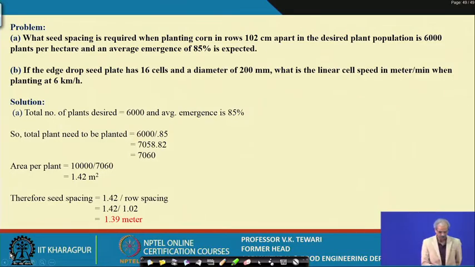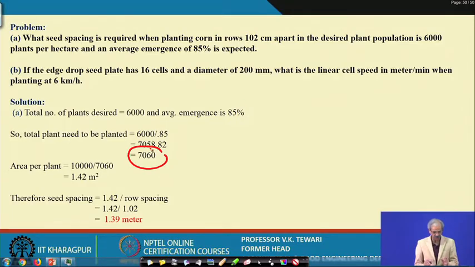So, you will know that you require about so much of the seeds. This is seeds, because the total number of plants need to be planted. In fact, the total number of seeds is what will be required here. Because we know that if we have 100 seeds, then only 85 will germinate. So, if 6,000 plants are needed, accordingly how much? So, we require this, and the area of this, then we can find out, comes to 1.42 meter square area per plant, and accordingly the spacing comes out to be 1.39. If you calculate using this, you will get the values.